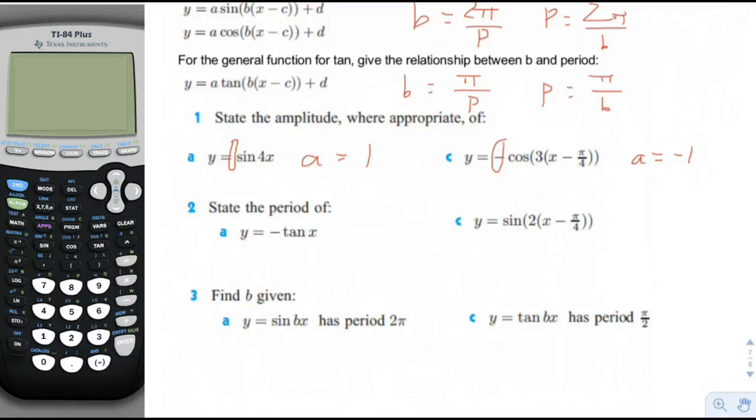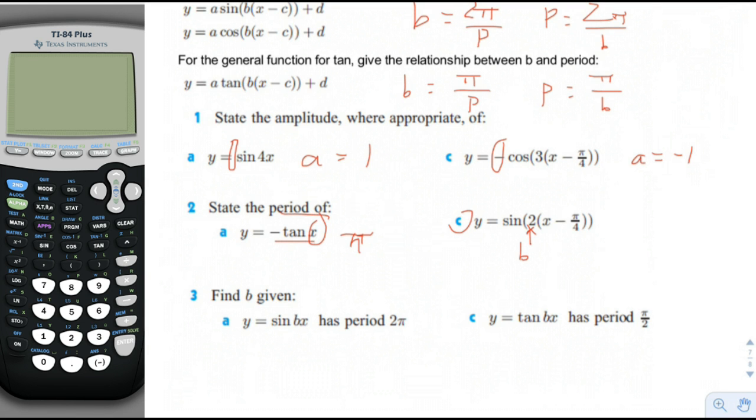Number 2, state the period of, and then it gives us a couple different functions. This one here, the period is just going to be the regular period of the standard tangent function, which is pi, because there's no b multiplier. What about for this one? Let's see, b is equal to 2, right?